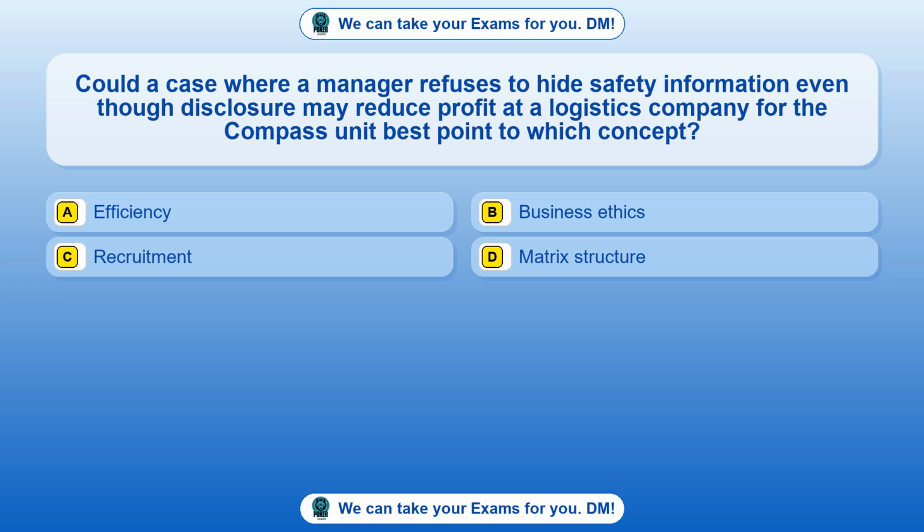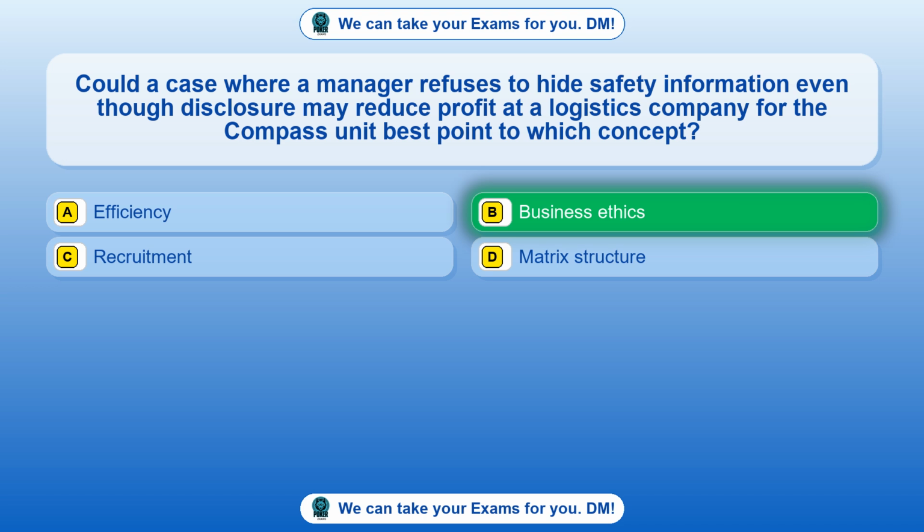Question 81. Could a case where a manager refuses to hide safety information even though disclosure may reduce profit at a logistics company for the Compass unit best point to which concept? Option A, efficiency. Option B, business ethics. Option C, recruitment. Option D, matrix structure. The correct answer is option B, business ethics.